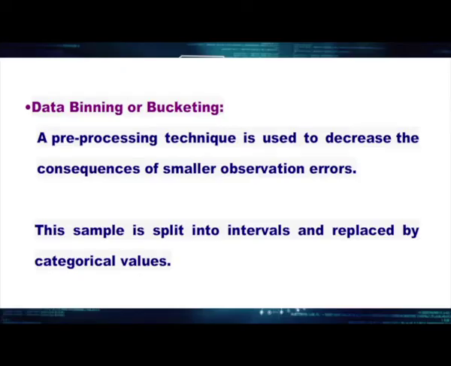Is it possible to transform the feature to gain more information? Yes, there are so many methods that add information to the algorithm. First one is data binning or bucketing. A pre-processing technique used to decrease the consequences of smaller observation errors. The sample is split into intervals and replaced by categorical values.